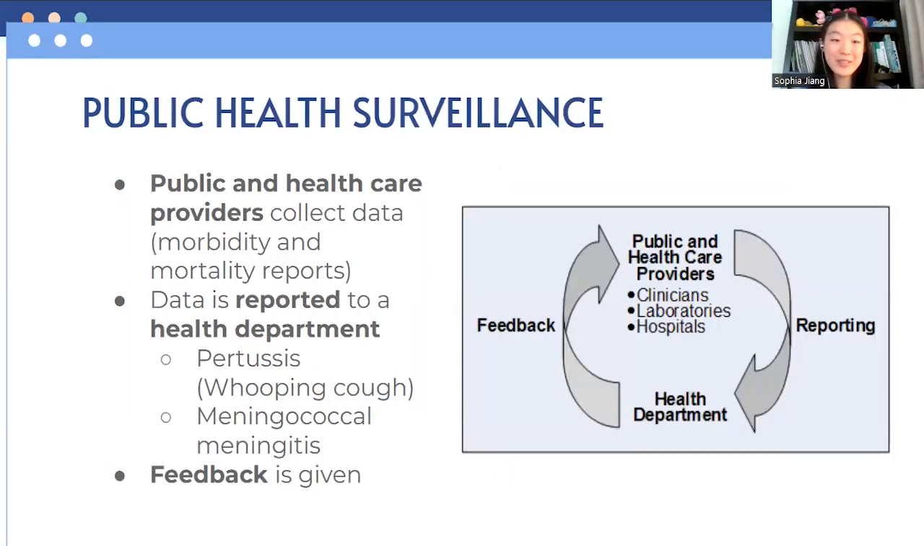So back to public health surveillance. We have this nice chart here on the right that shows basically the whole flow chart of how it works. We start off with public and healthcare providers. These are our clinicians, laboratories, and hospitals, and they are the ones collecting the data. Once again, there are morbidity and mortality reports that were on the previous slide. Now, this data that is collected is reported to epidemiologists. There are some diseases that I've listed here, pertussis and meningococcal meningitis, that these public and healthcare providers have to report whenever they get a case like this. Those two are just some examples.